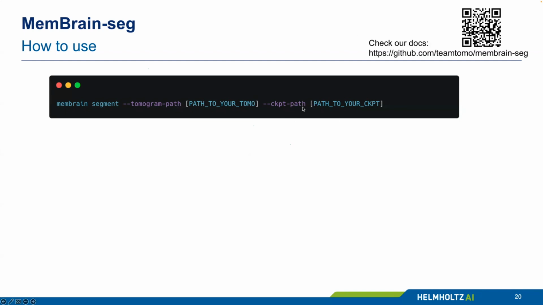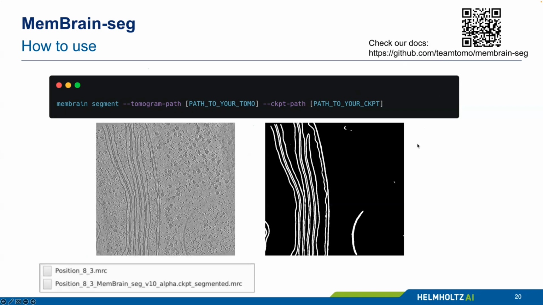So for the path to the checkpoint, we always provide the latest checkpoint that we have on our GitHub repository, but also older ones, so you can try to reproduce the old performances. But always keep an eye on the GitHub repository to get the latest checkpoint. And then you can really just feed in the tomogram in an MRC format, and you will get out the segmentation in an MRC format as well. So ideally, that works already nicely out of the box.